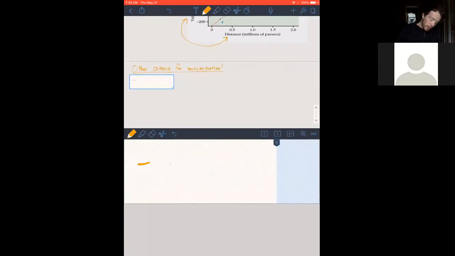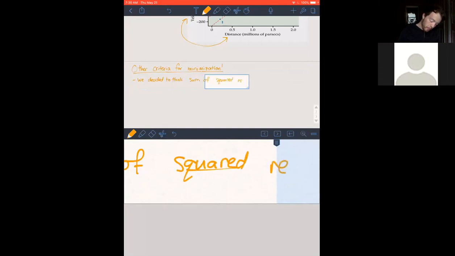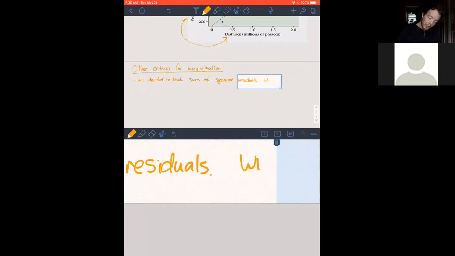So we decided to think about the sum of squared residuals. Why didn't we think about just the sum of the residuals?